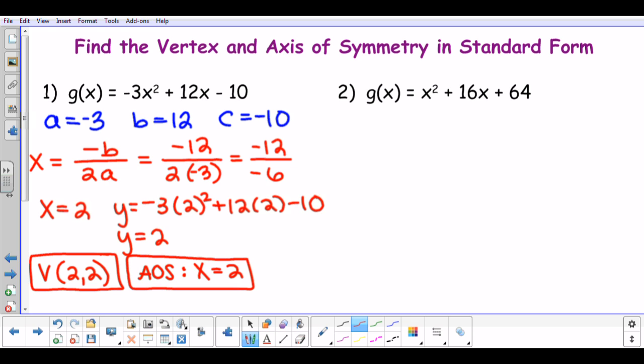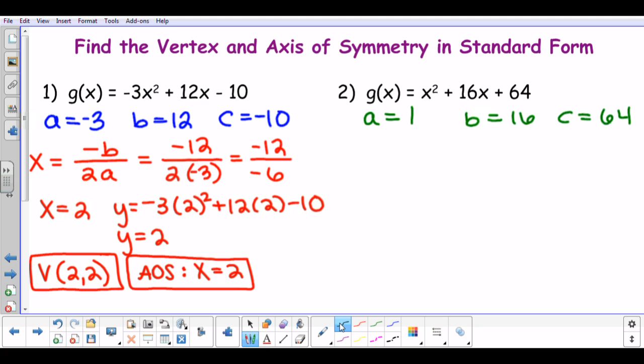So we're going to do the same thing in number 2. I want to look at the equation x squared plus 16x plus 64, and I want to make sure it's in standard form. So my x squared, my x, and my constant term are all on the same side. Since it is in standard form, I'm going to identify my a term, my b term, and my c term. So my a term will be 1, my b term will be 16, and my c term will be 64.